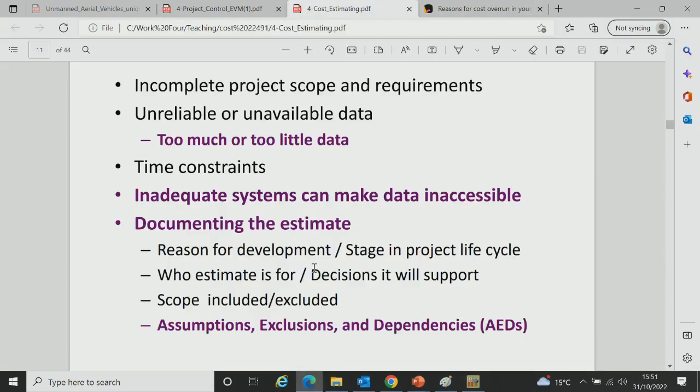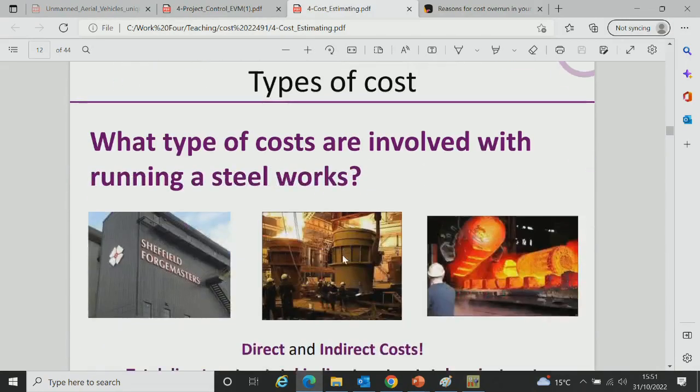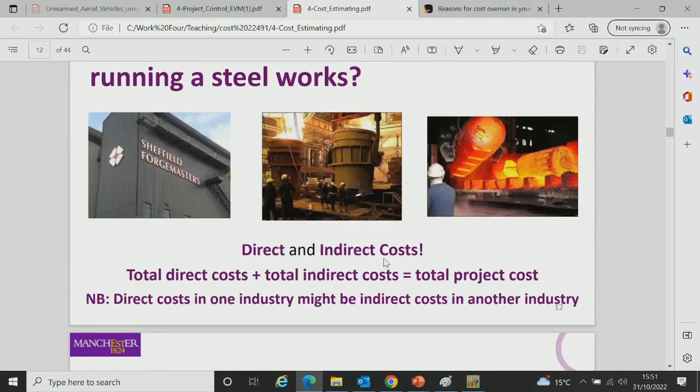So back to our... So the reason why I'm going through this is for you to discuss different estimating methods and also different types of cost. So in a project, there are different types of cost, usually direct and indirect costs.